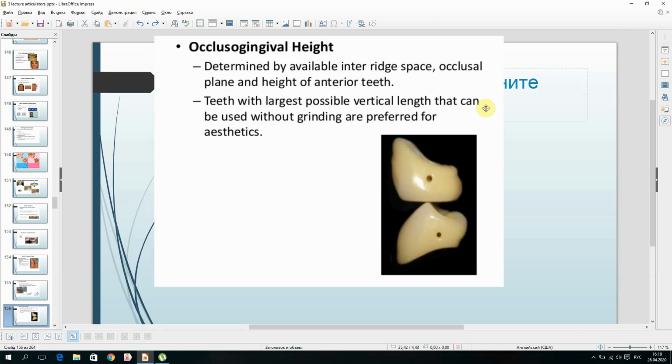Occlusogingival height determined by available interridge space, occlusal plane and height of anterior teeth. Teeth with the largest possible vertical width that can be used without grinding are preferred for aesthetics.